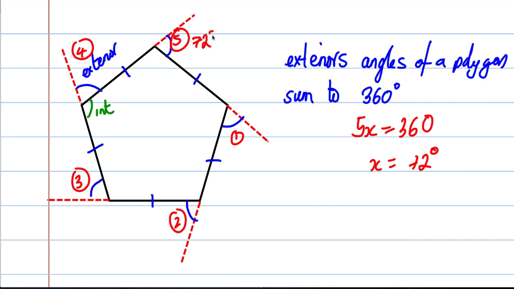So if this is 72 degrees, I get this one for free because they're on a straight line. This must be 108 degrees. Okay, so the big idea here is the exterior angles of a polygon sum to 360.